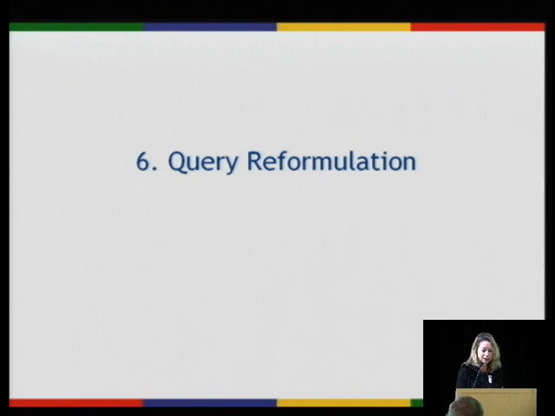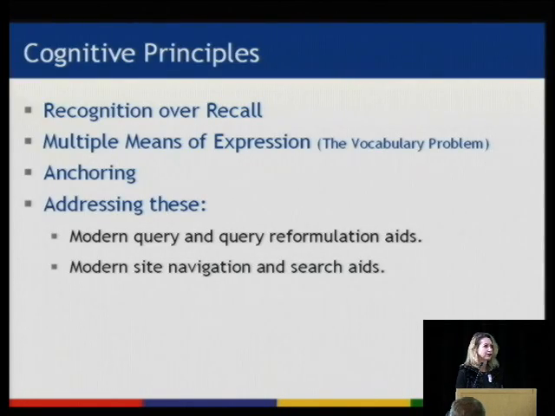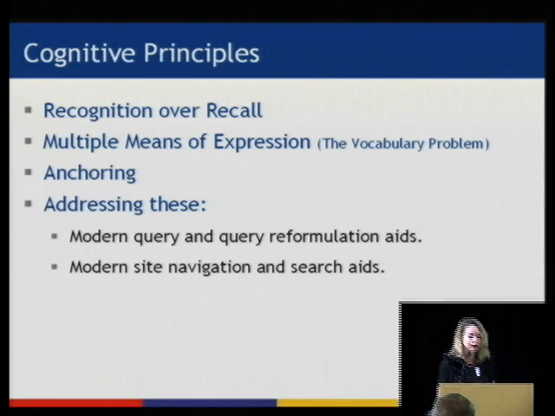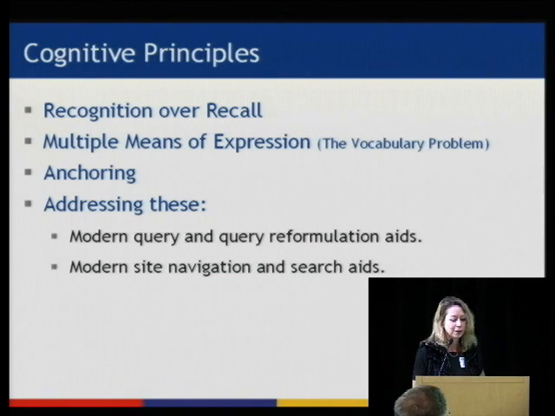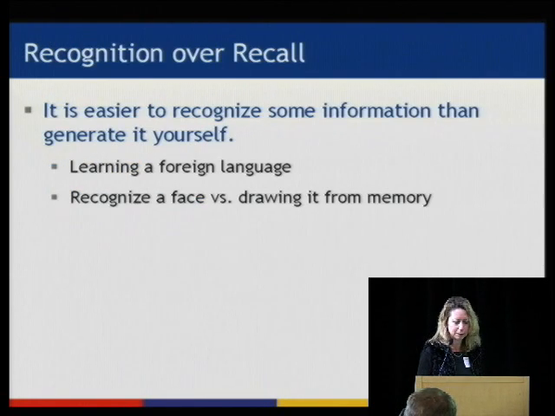Okay, now I'll talk a bit about jumping to Chapter 6, query reformulation, but what I want to do here is talk about some important cognitive principles that play into this part. So I'll go through these a bit. There's recognition over recall, multiple means of expression, also called the vocabulary problem, and anchoring are the three major ones. Both modern query formulation aids address these, as does modern site navigation and search aids. So let's talk about each of these three a bit.